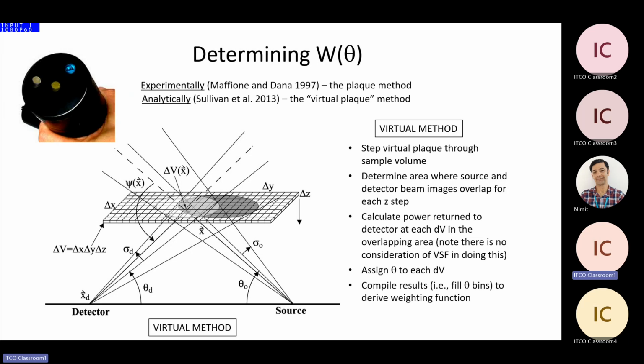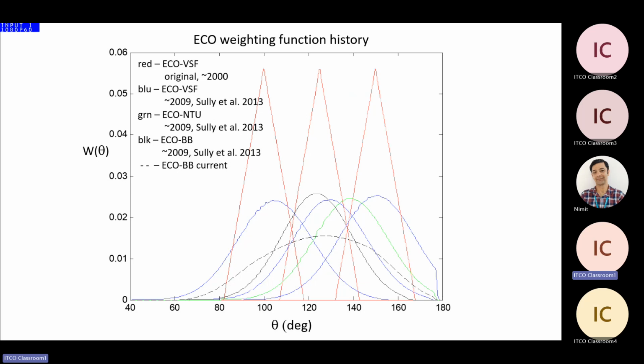The other way, and the way that we've been doing it for many, many years, is to do it analytically. So have a virtual plaque that you move through and then go through all the analytical calculations to resolve how much power you're getting. At each location, each one of those dVs in that plaque, you can calculate how much power is being scattered back to the detector. And then you can attribute it to an angle. Then we step it through and keep piling in the contribution for different angles, and then you get a weighting function, which is what these look like.